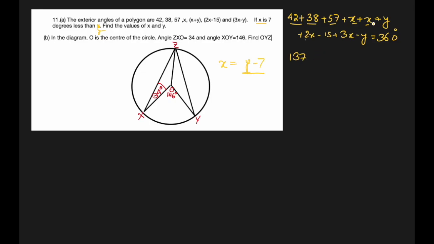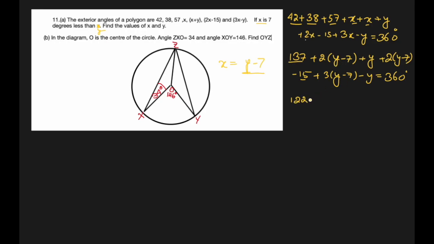X and x, these are two x's. In place of x now I will write y minus 7. Then we have y. Then we have 2x again, 2 times y minus 7, minus 15, plus 3 times y minus 7, minus y, equal to 360 degrees. So our equation is in terms of y's only. So 137 minus 15 will be 122.